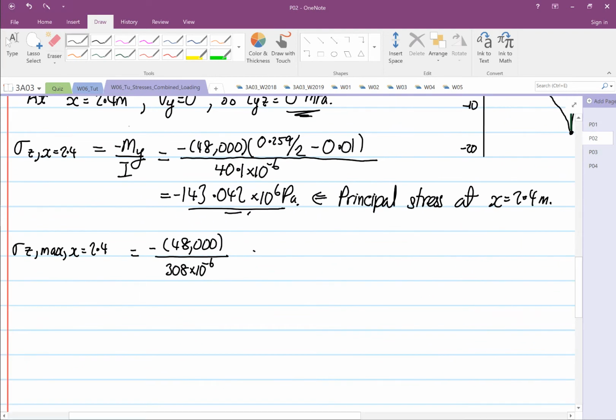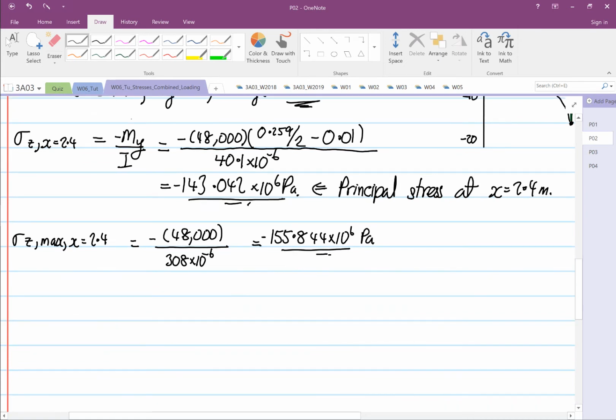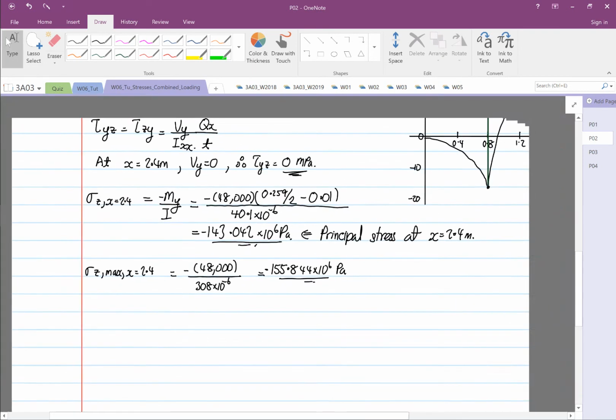So from here we found that the maximum normal stress with just the bending moment is equal to 155.844 times 10 to the power 6 Pascal. We realize that this is less than 160, so the material is still able to withstand the load.